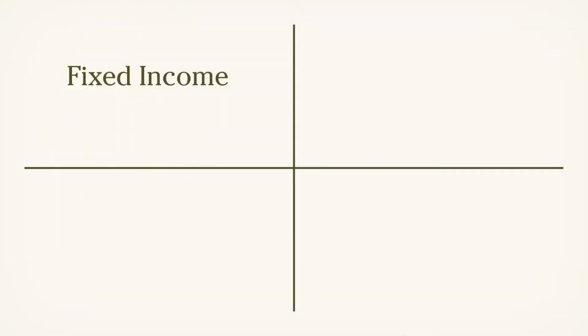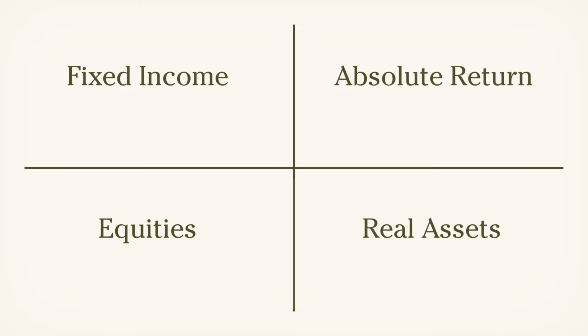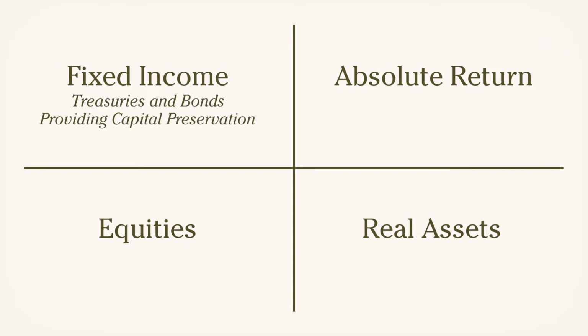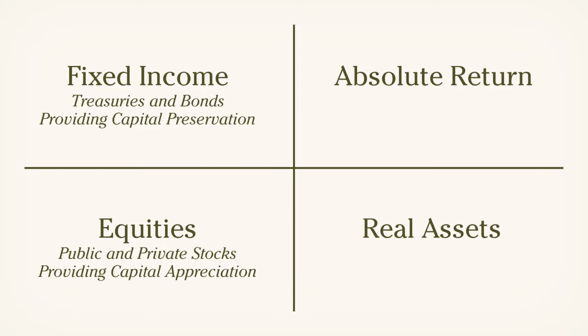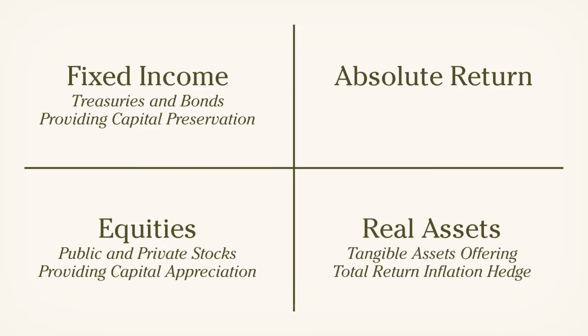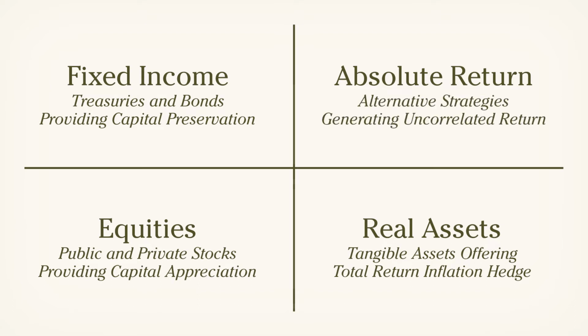At the highest level at R&B, we divide the investment universe into four categories: fixed income, or bonds, equities, real assets, and absolute return. Fixed income provides capital preservation and income, and we think about equities on a global basis, both public and private. Real assets are designed to produce a total return, but are also very inflation sensitive. And absolute return strategies are uncorrelated to the rest of a client's portfolio.